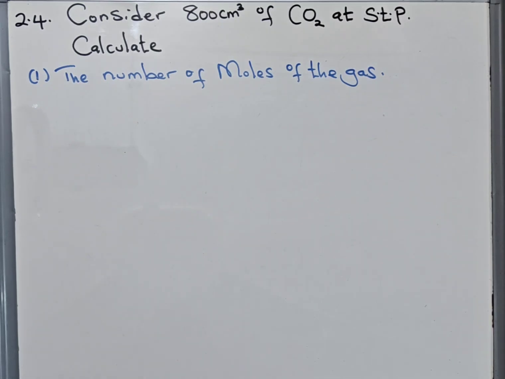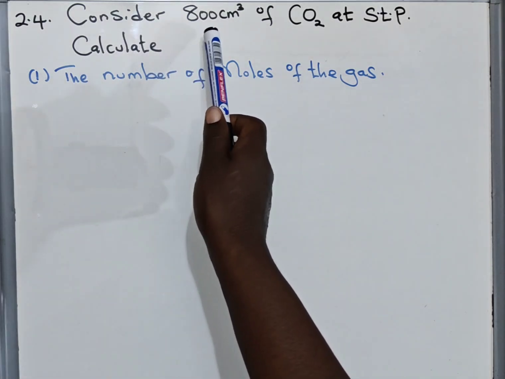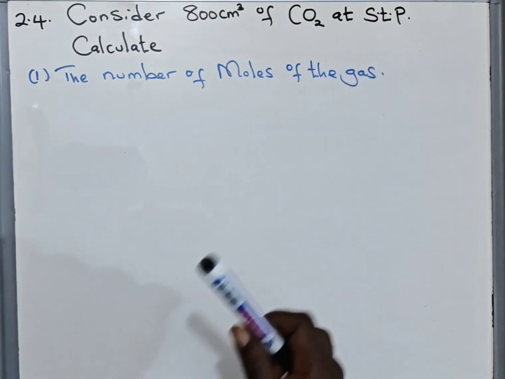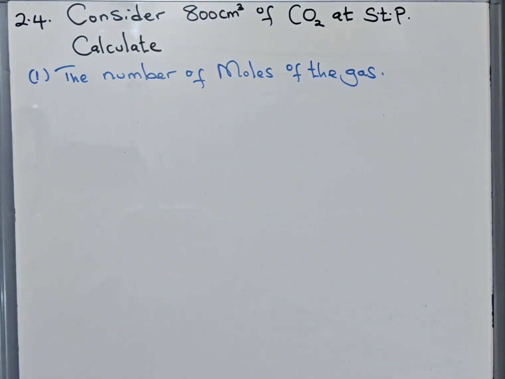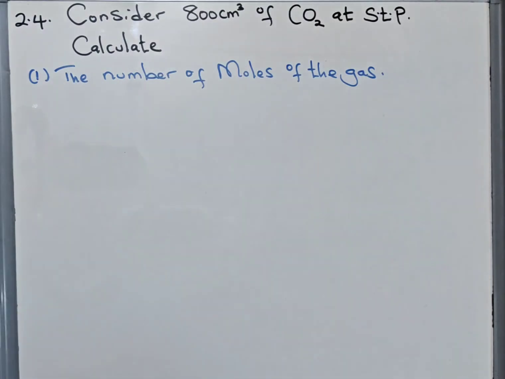Yes, we are looking at this question today. It comes from grade 11. The question says: consider 800 cubic centimeter of carbon dioxide at STP, being standard temperature and pressure. Calculate the number of moles of the gas. How do we go about that?